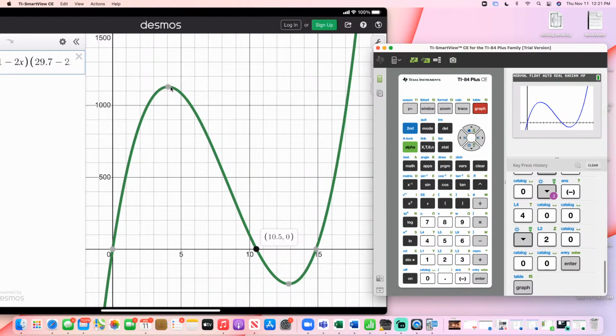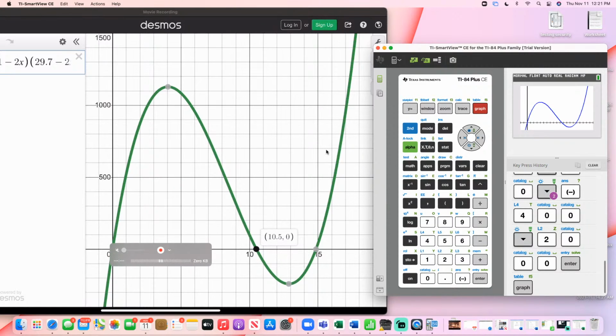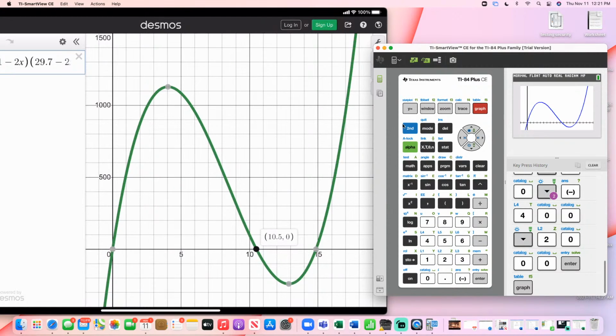You can find a maximum by doing second, and you click on calc, and then there is a maximum button. You want this maximum, right? So I want to go back and click on the maximum. I'm gonna say left bound. When I say left bound, it's gonna be left of this maximum.